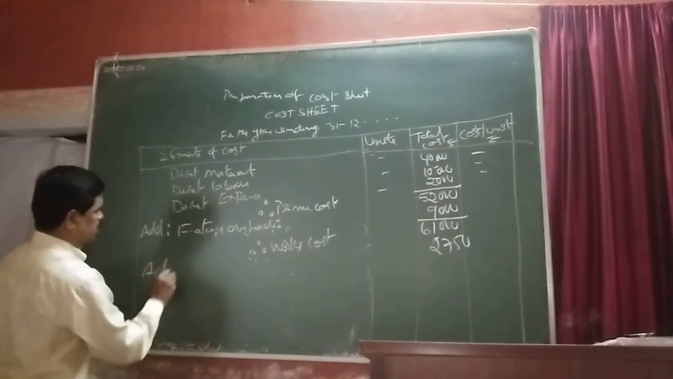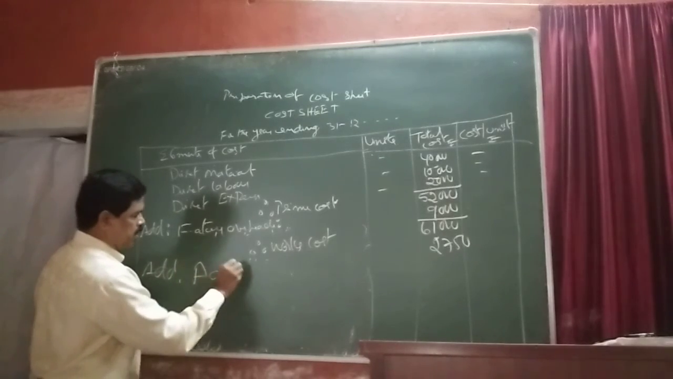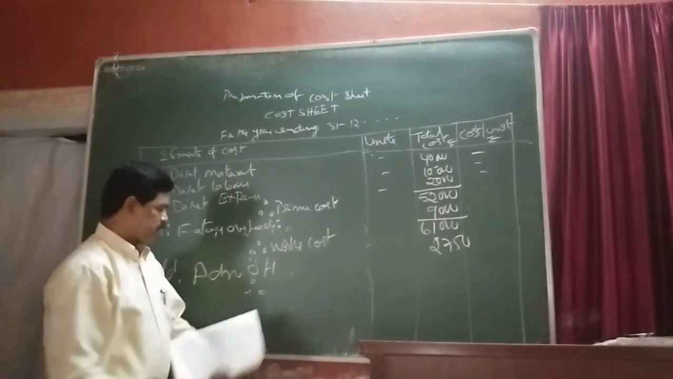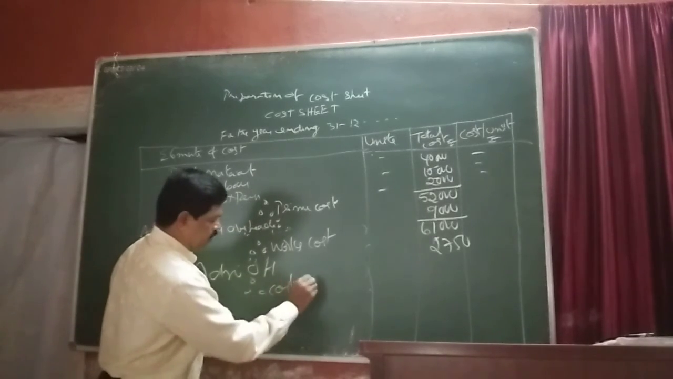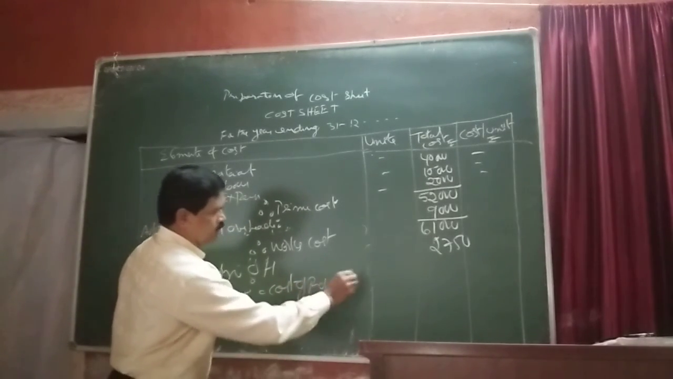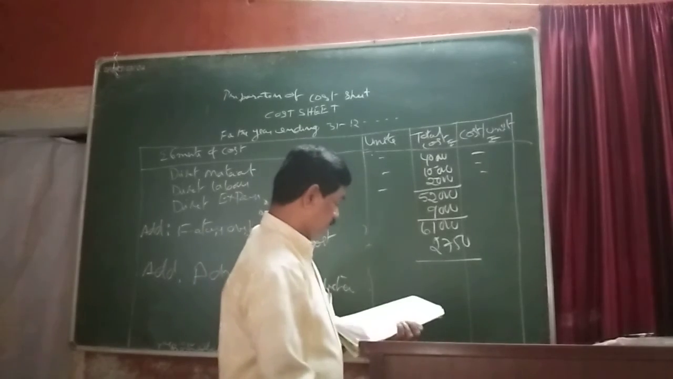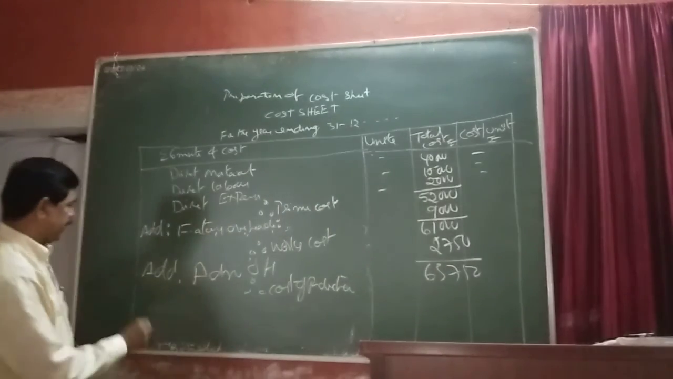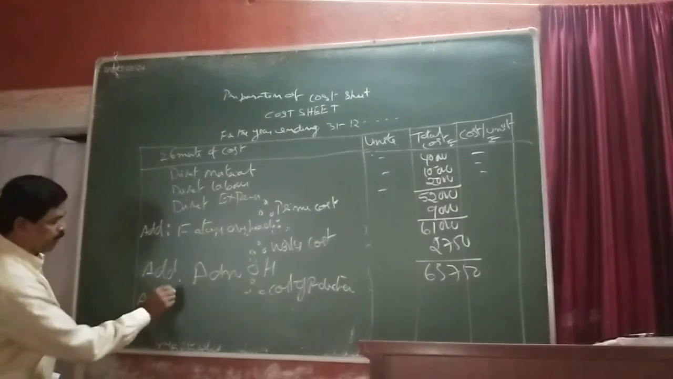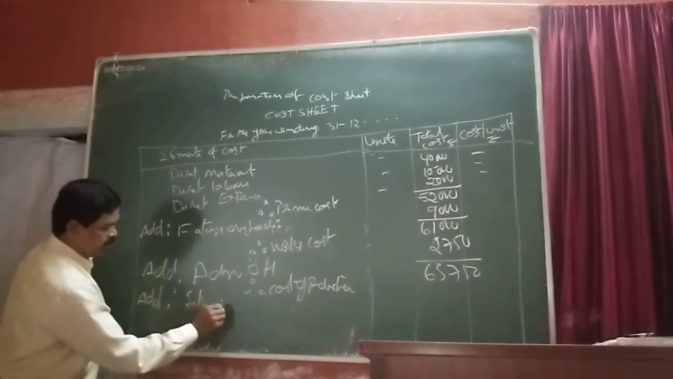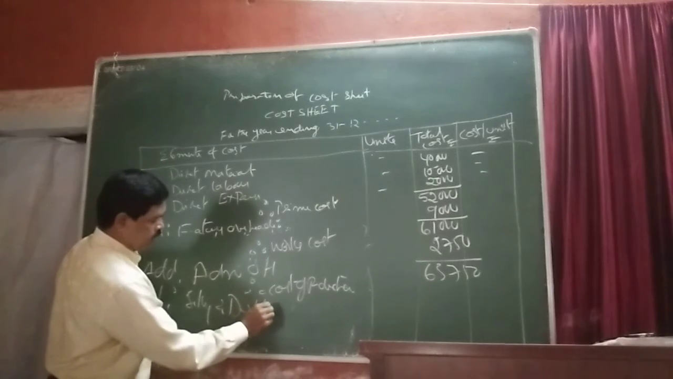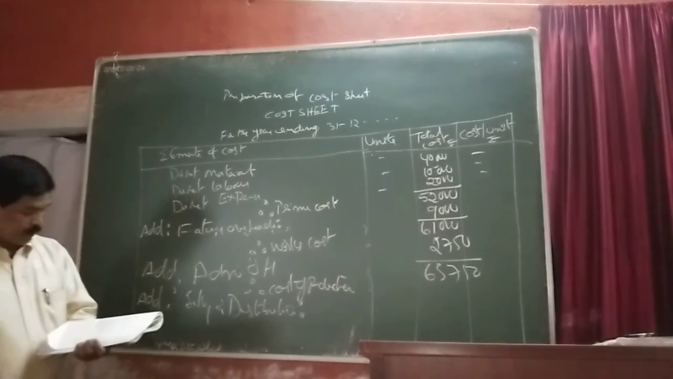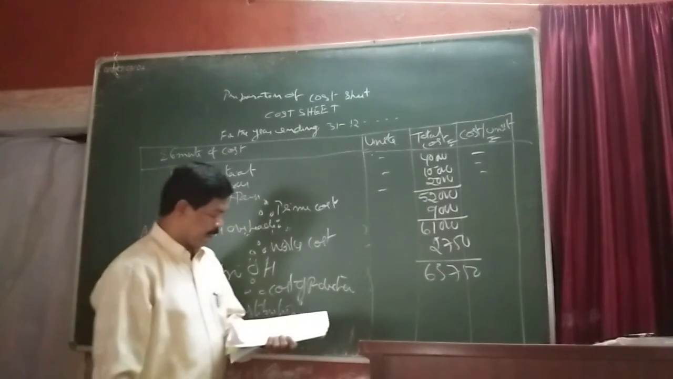After adding this administration overhead, we get the cost of production. Now the cost of production is 63,750. To the cost of production, we add selling and distribution overheads. All expenses which are related to selling and distribution.